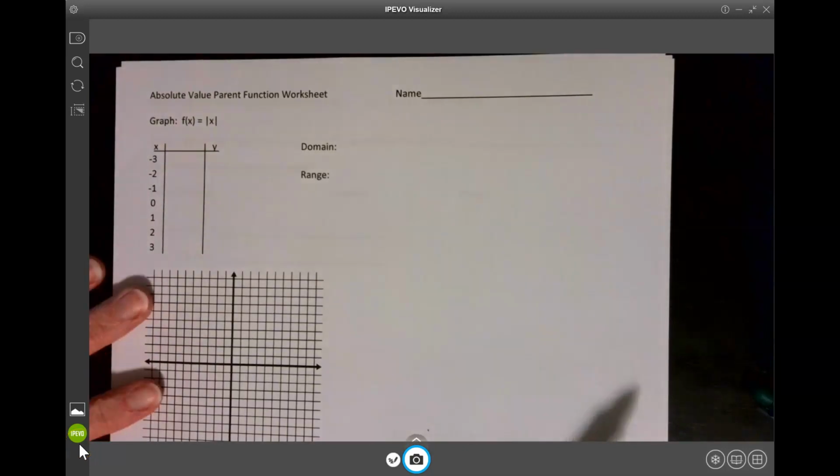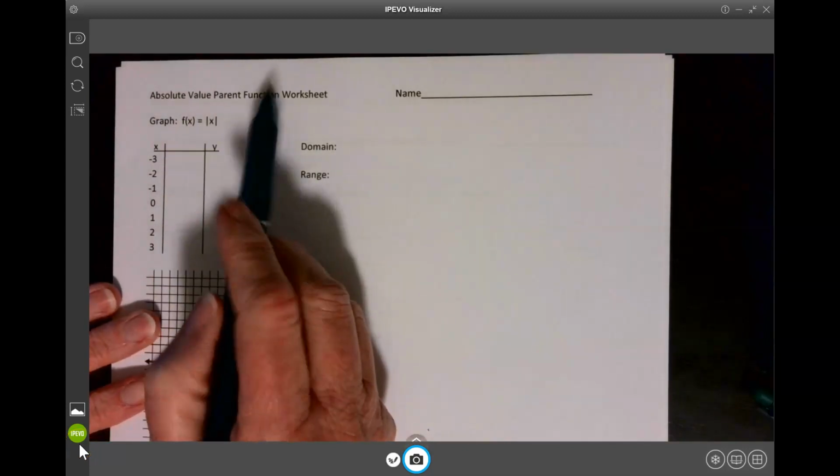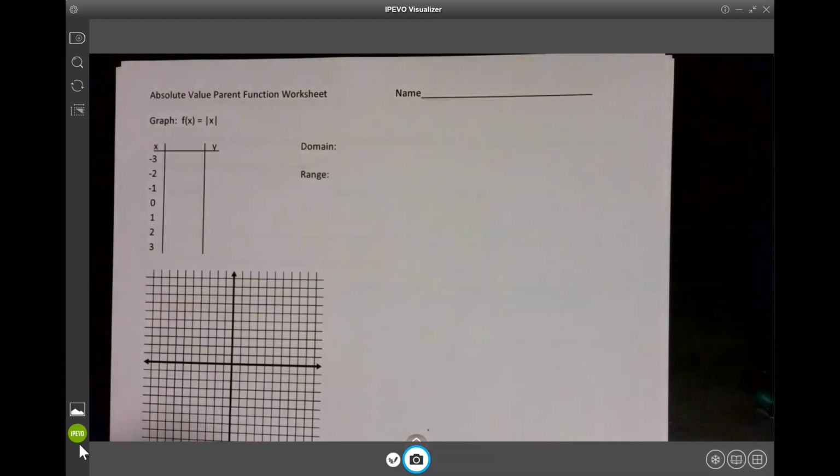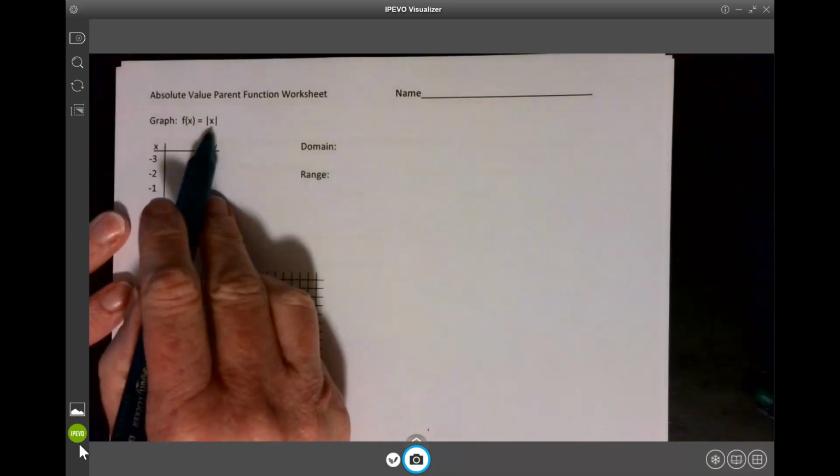So we're going to talk about absolute value, and it's called a parent function. We have done parent functions before. We just didn't know what they were always called. So what we're going to do is we're going to look at that. So you remember what an absolute value is.